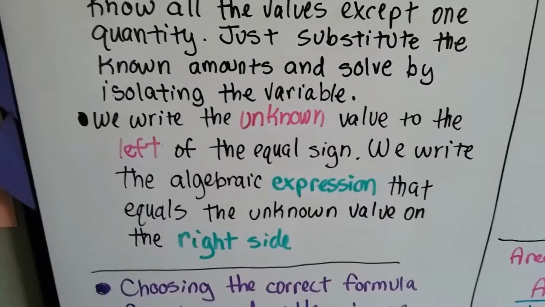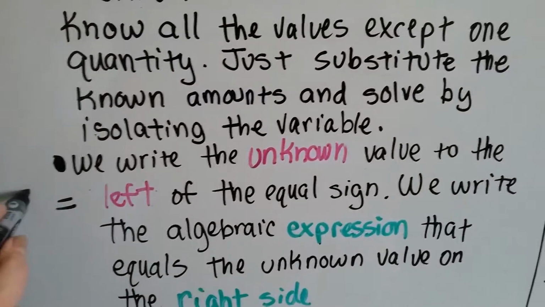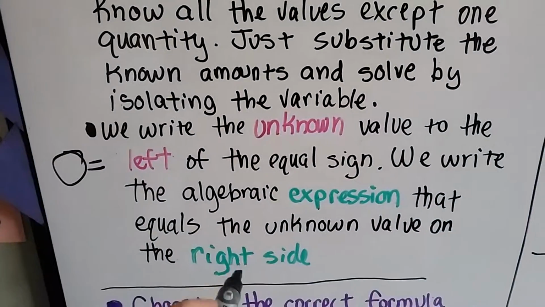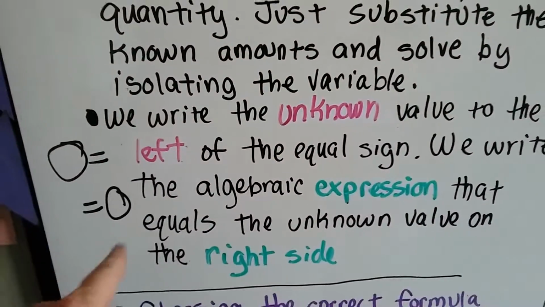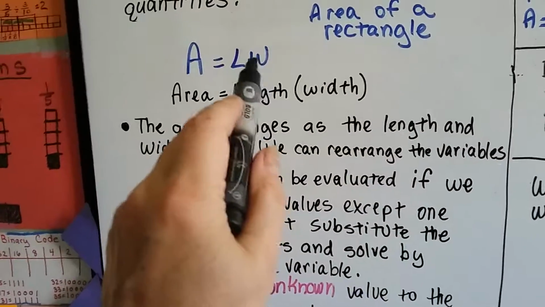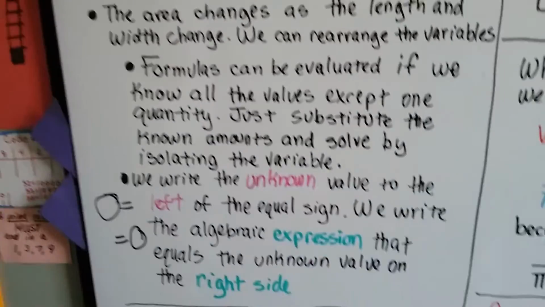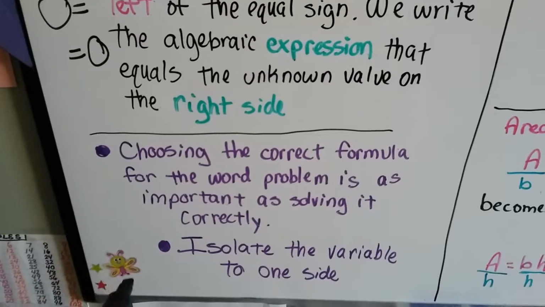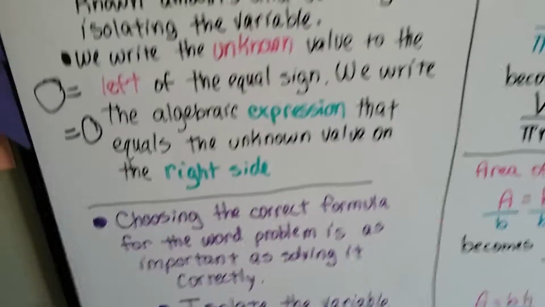We write the unknown value to the left of the equal sign, on this side of the equal sign, and we write the algebraic expression that equals the unknown value on the right of the equal sign, on this side of the equal sign. Like up here, if we knew the length and width, that's on the right side, and we're solving for A, the area. That's on the left, okay? Choosing the correct formula for the word problem is as important as solving it correctly. We've got to isolate the variable to one side, okay?